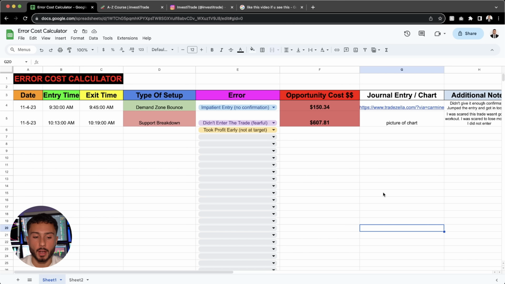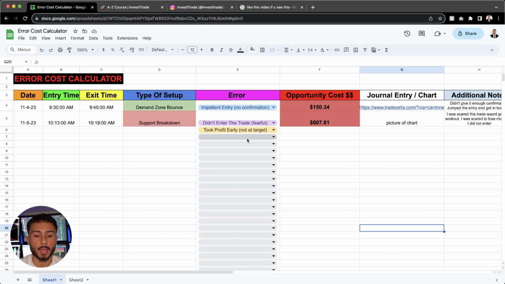Simply what this shows us, and you need to manually input your data, the date that you take the trade, the time you entered, the time you exited, the type of setup. Did it bounce off demand? Did it reject supply? Was it a support breakdown? What was the type of setup that you took?